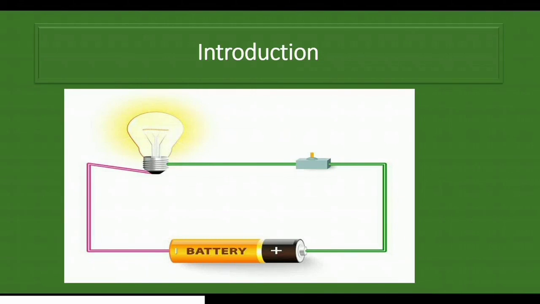Now let's look at this introduction. What do you think the picture is depicting? Good. You can see a bulb, battery, and then a switch. The bulb is also glowing light. So the name for this kind of arrangement is called a circuit. This is an electric circuit.